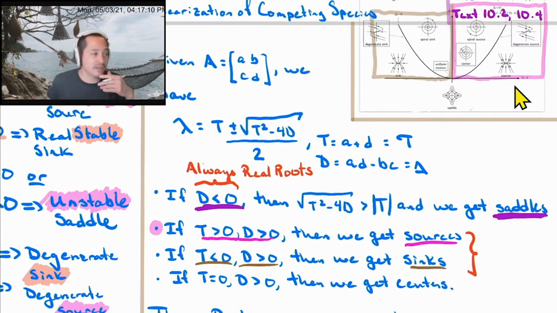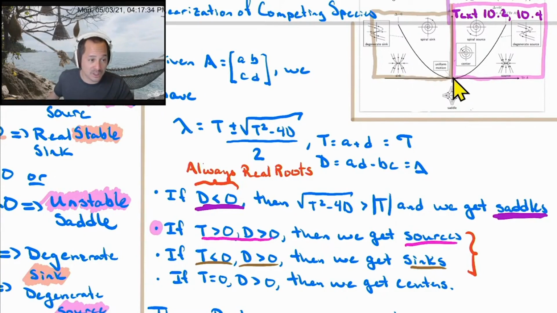So it turns out that the relationship with traces and determinants to the eigenvalues is really pretty, in that quadrant 3 or 4, that's saddle country. All saddles in the lower half plane. Quadrant 1, when trace is positive and determinant is positive, all sources. Quadrant 2, when trace is negative and determinant is positive, you get sinks.